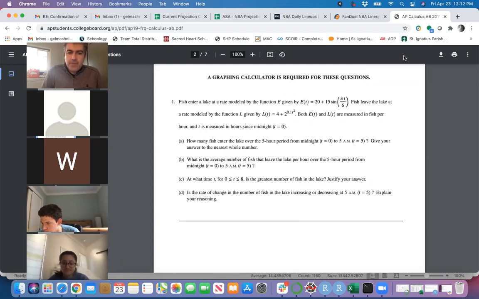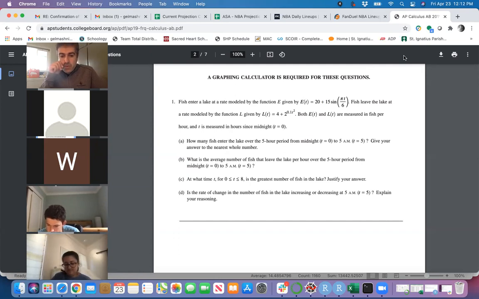Anyway, fish enter a lake at a rate modeled by the following function, as you see there. Fish leave the lake at a rate given by that function. Both these are measured in fish per hour, and t is measured in hours since midnight, t equals 0, so since 12 a.m. So the first question is, how many fish enter the lake over the 5-hour period from midnight to 5 a.m.? Give your answer to the nearest whole number.